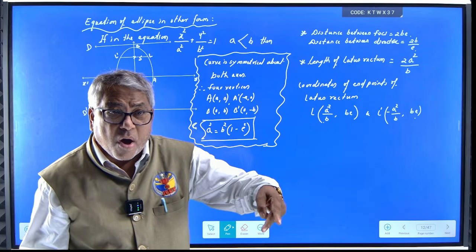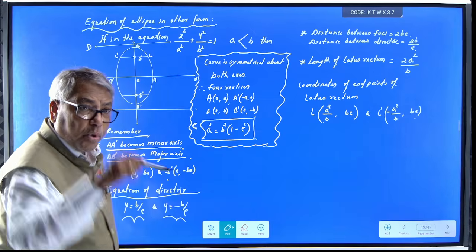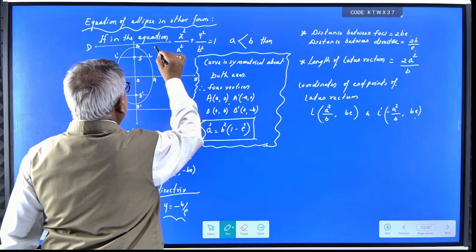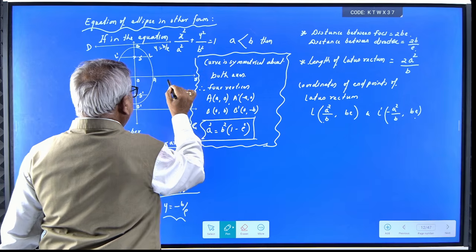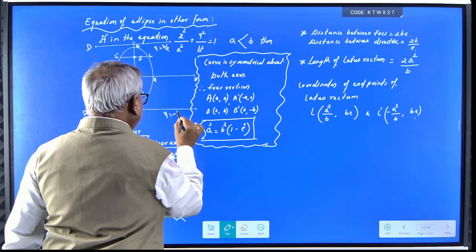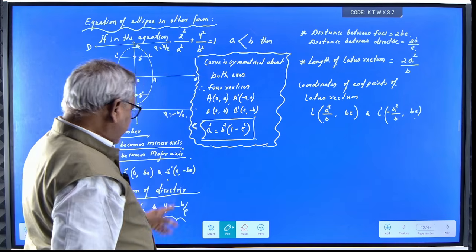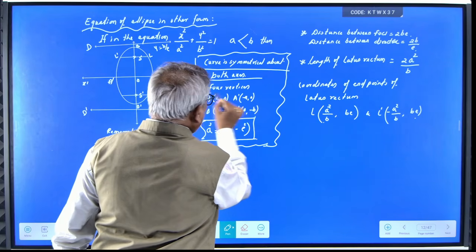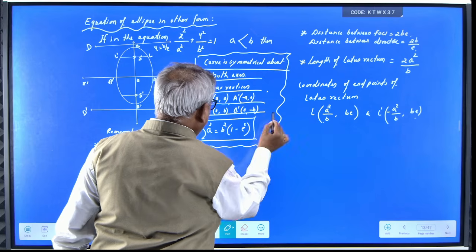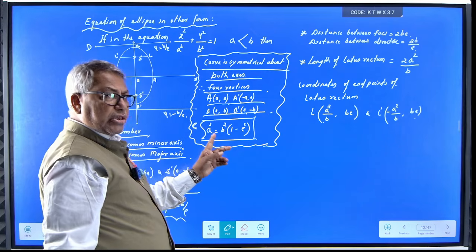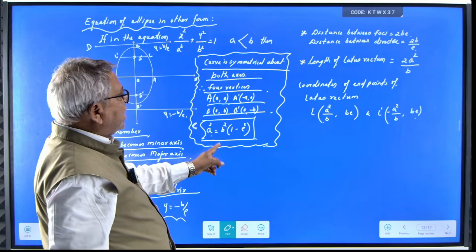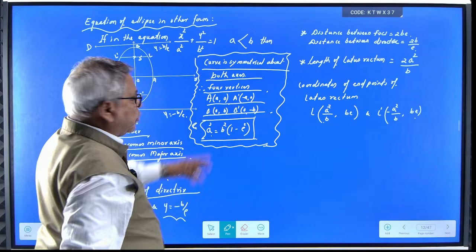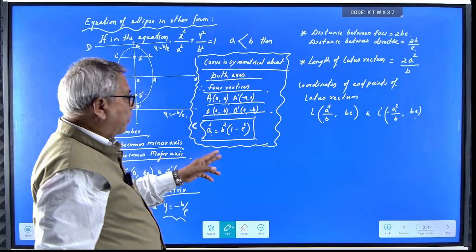X is equal to a upon e. Here y is equal to b upon e, and also y is equal to minus b upon e. So these are the two directrices. The curve is symmetric about both axes, with four vertices. And here, instead of b square we have a square is equal to b square into bracket 1 minus e square for the vertical form ellipse.